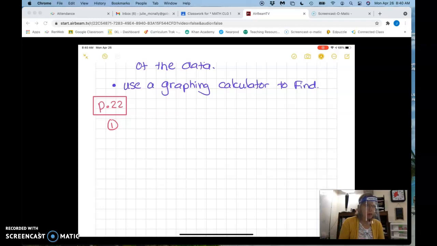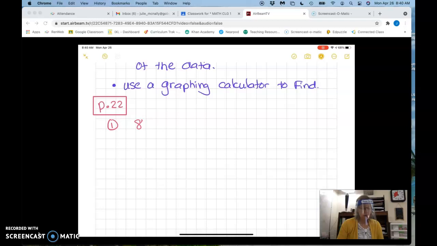So number 1 says, during the month that had 6 days of rain, how many days had above average temperatures? So look at the month that had 6 days of rain. How many above average temperature days were there? Rainy days is on the side. So find the 6 on the side and follow it across till you see the dot. 8. So there's 8 above average temperature days when the month had 6 rainy days.